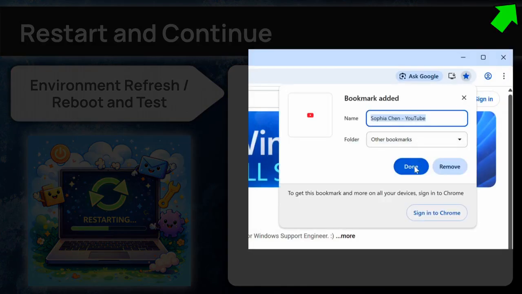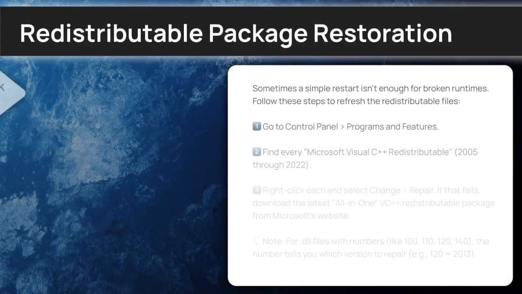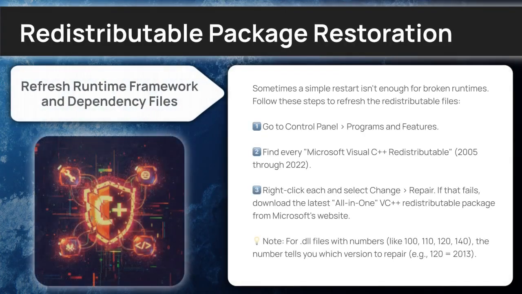If the initial power cycle failed to restore functionality, we will now proceed to infrastructure-level support. You may pause the video now to ensure your environment is ready. Sometimes a simple restart isn't enough for broken runtimes. Follow these steps to refresh the redistributable files.